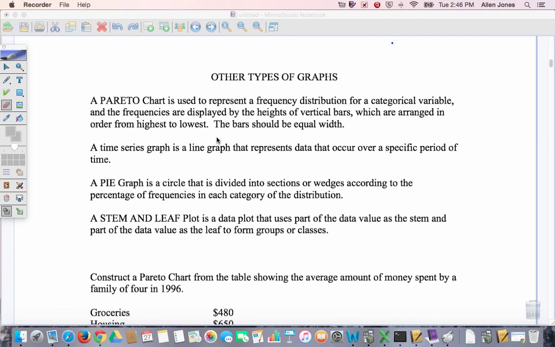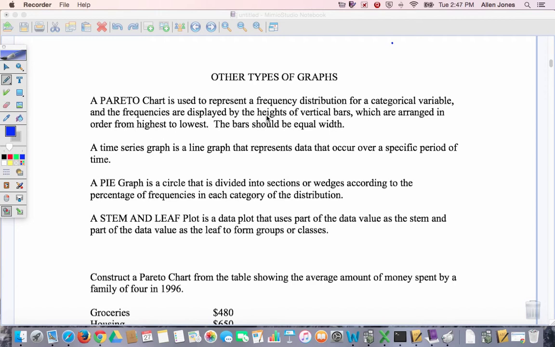To finish off chapter 2, we're going to look at 4 additional types of graphs. They are called a Pareto chart, a time series graph, a pie graph, and a stem and leaf plot. They're just like our histogram, our frequency polygon, and our ogive, but they have certain characteristics that set them apart from the other 3. Starting with our Pareto chart.